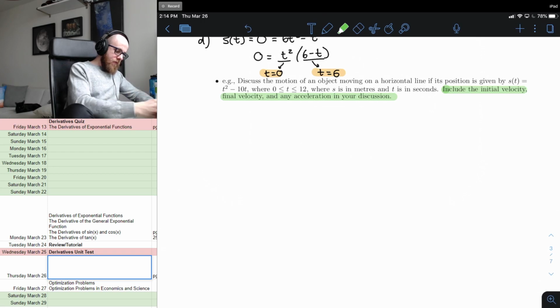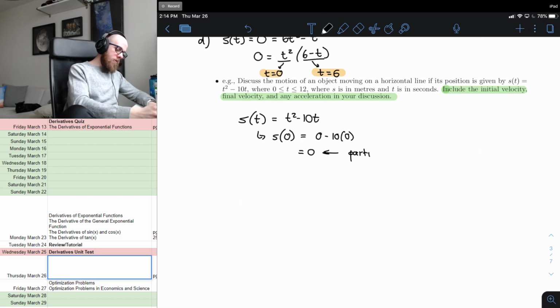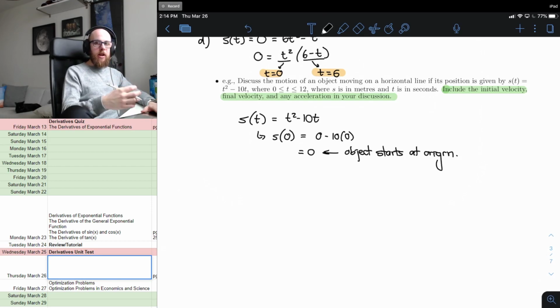Okay, so we know that our position function is equal to t squared minus 10t. We could do a bit of discussion here. Where is this particle starting? Let's plug in t equals 0 and figure out what we get. We get 0 minus 10 times 0, which is 0, which means that the particle, or object, same thing, starts at the origin. And then let's figure out when it returns to its initial position.